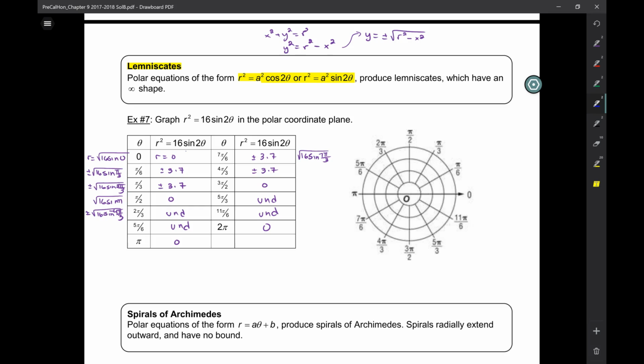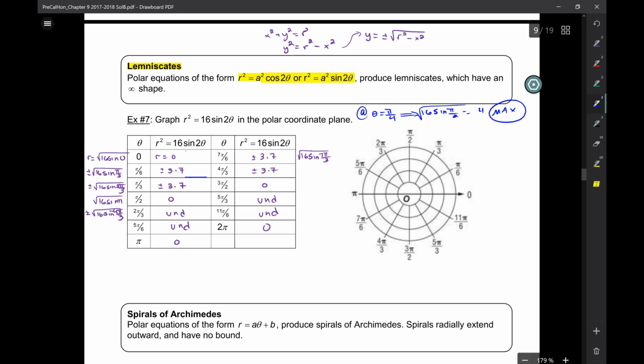So the pi over 4, right, which is here. At theta equals pi over 4, what do we get? 16 sine of 2 times pi over 4, which is pi over 2, which is 1, so that's 4, and that's where the maximum happens, right? That's the maximum.